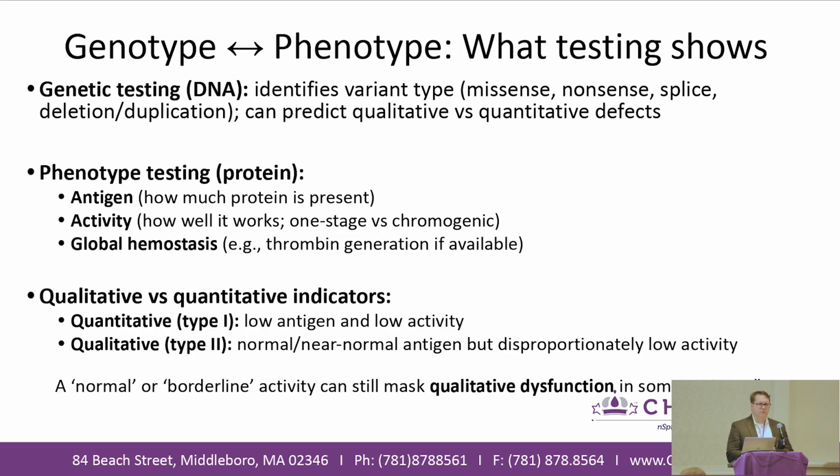I think it's a mistake for providers to be overly focused on just the genetic results or just a protein level and activity or an antigen. When we put names on these things, quantitative deficiencies where you don't have enough protein, that's type 1. Qualitative, where your protein doesn't work, that's type 2.